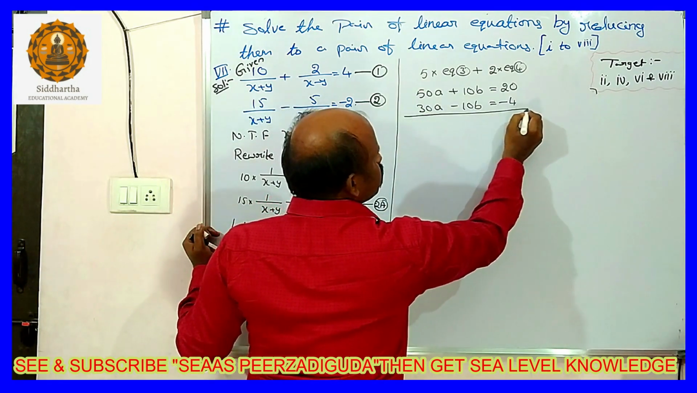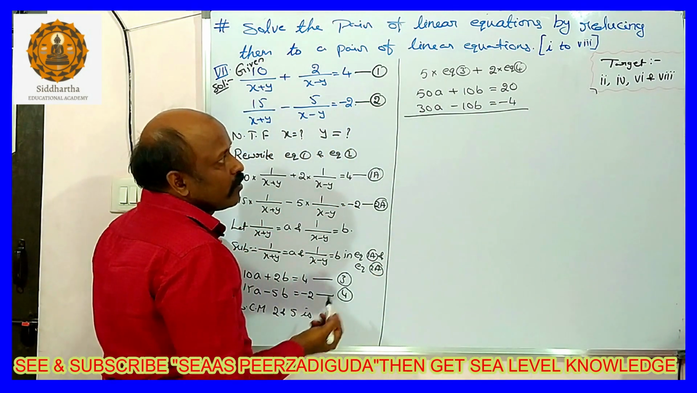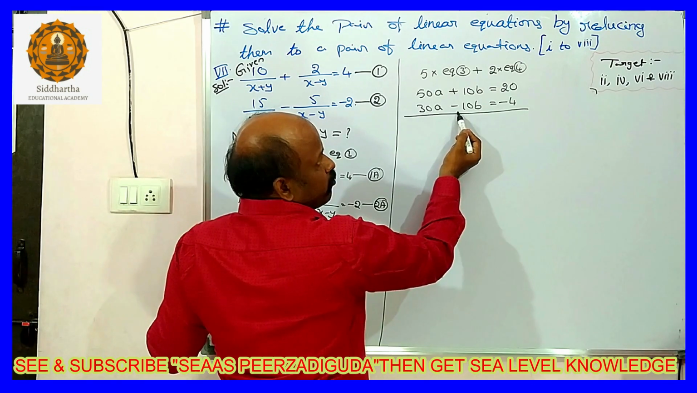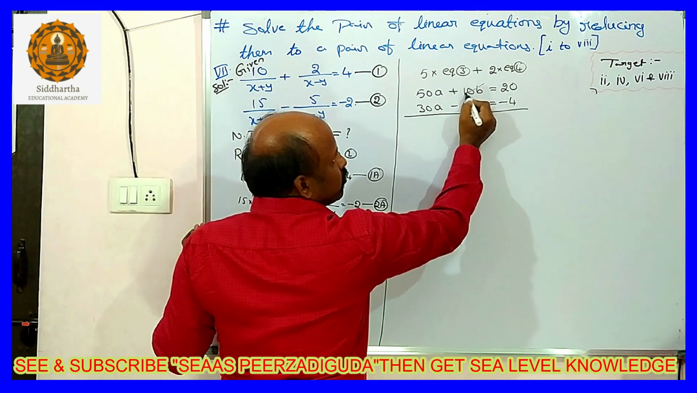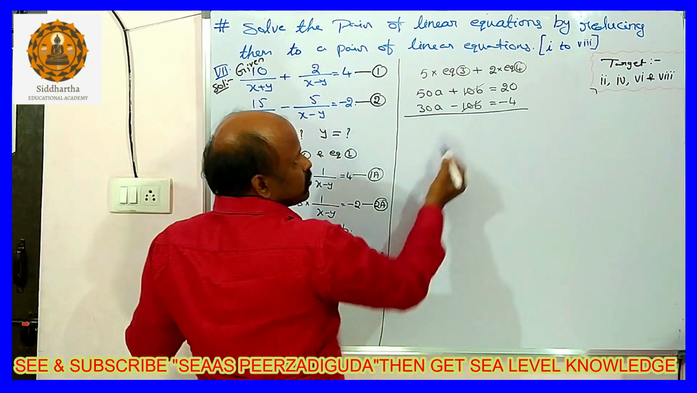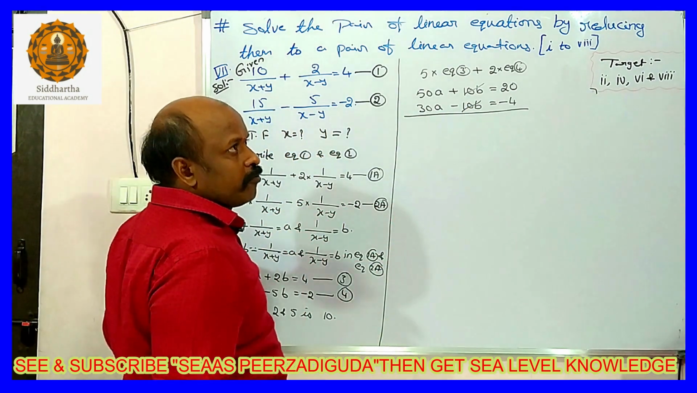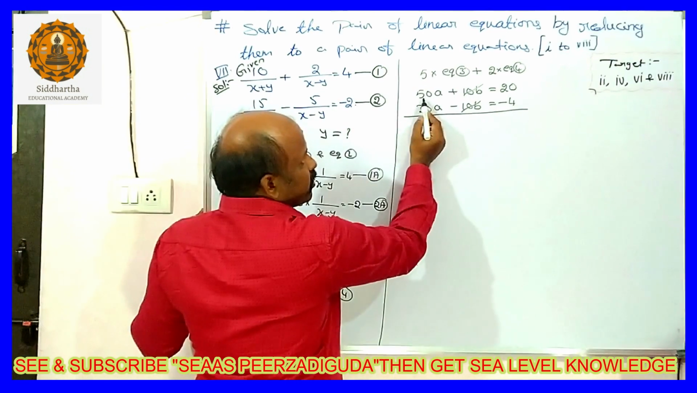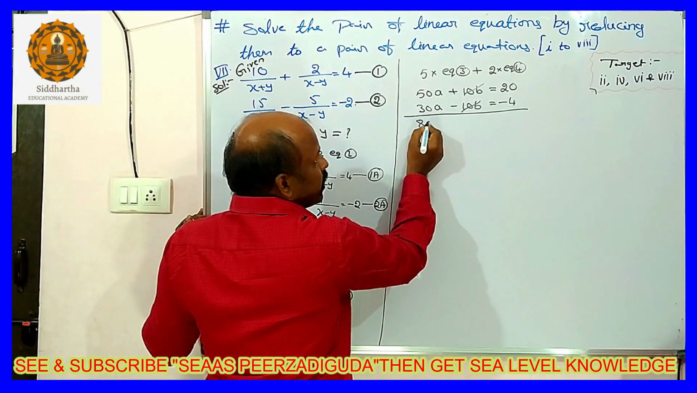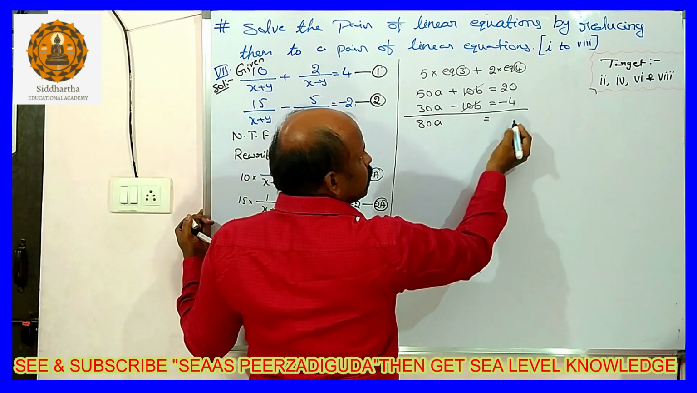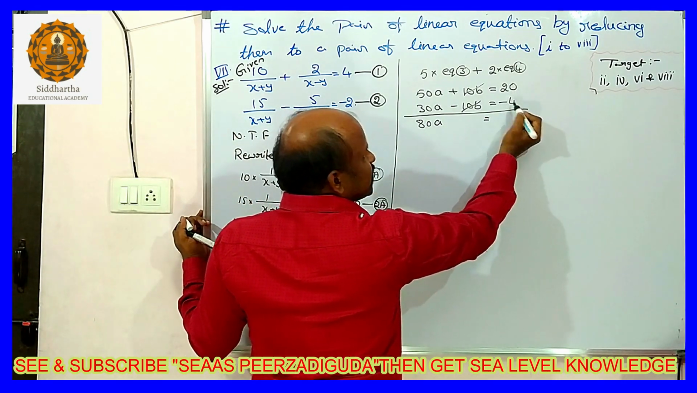After that, these two I am going to add. When we are adding, plus 10b and minus 10b, we can cancel this one. 10b, 10b, both are the same. If they are the same only, we can cancel. Otherwise, subtraction. So 10b minus 10b, 0. We get 0b. So what is the balance over here? 50a plus 30a, both are having plus symbol. 80a we are getting is equal to, here 20 minus 4.